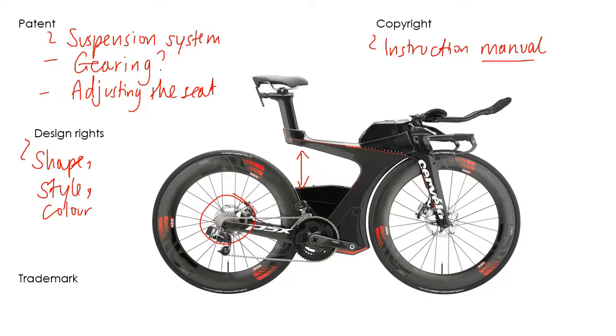So that kind of use of black and red, this quite unique shape of the actual frame of the bike, which is awesome. It's probably been made from carbon fibre. So that's what you could do to register for the design rights. And the trademark is going to be the logo or any other sort of text on the bike. That could be trademarked.